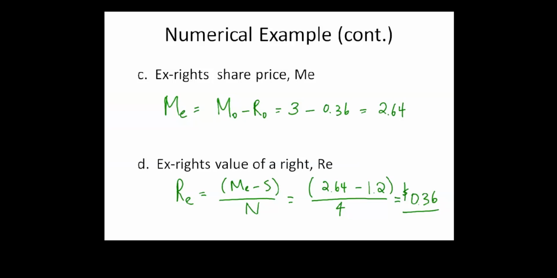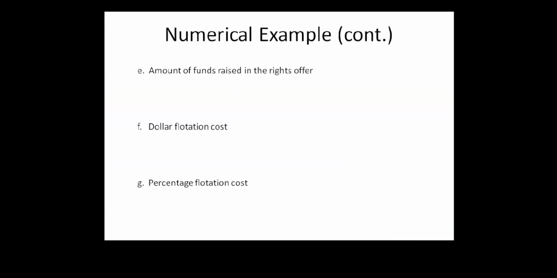Notice that this is equal to the same as R naught, and this should always be the case. The X rights value of a right must be equal to the rights on value of a right. If those two numbers are different, then something has gone wrong in your calculations, and you should go back and check all your calculations.